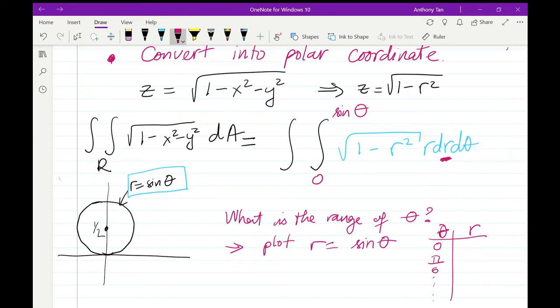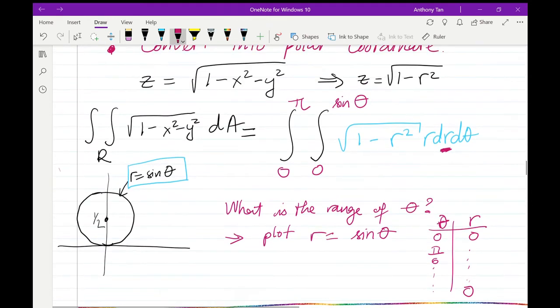Because the circle is a closed curve, once you start from theta being 0, the radius is 0. Once you return to 0 again, that is one closed curve. So in this case, if you plot it out, you will see that your theta is going from 0 to pi. So this is the conversion from Cartesian coordinates to polar coordinates.